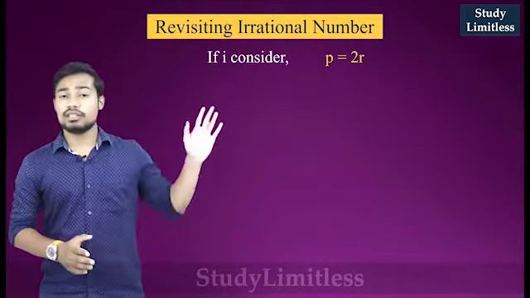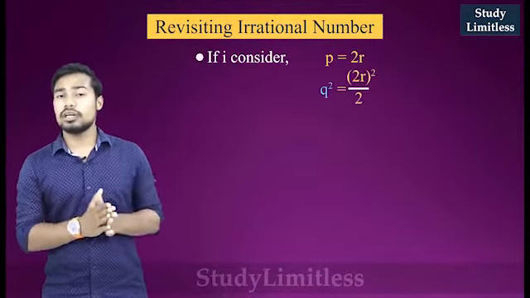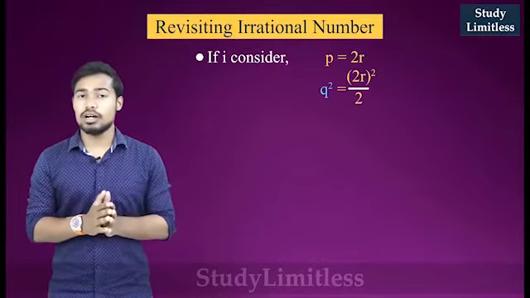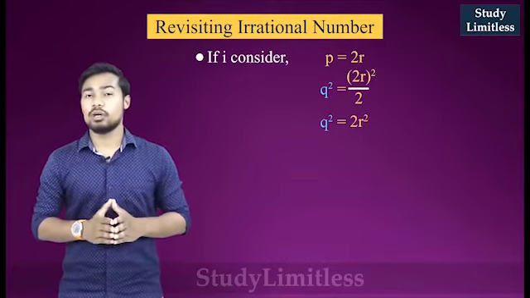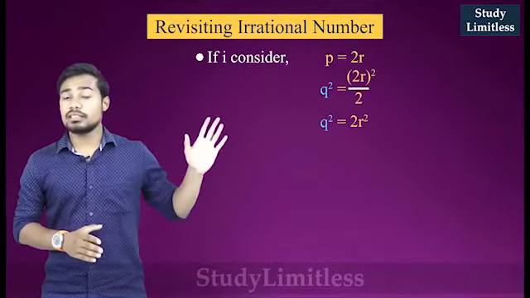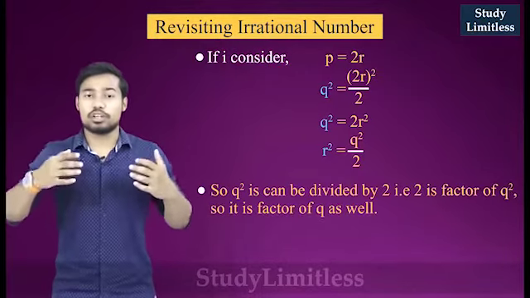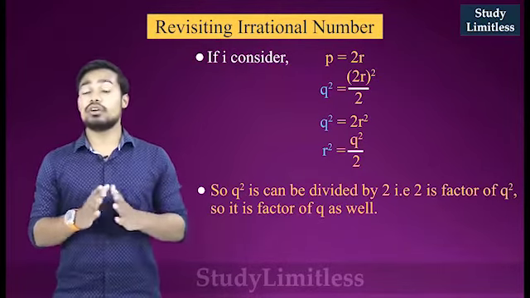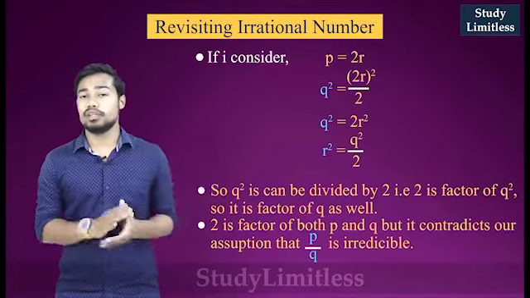Similarly, now if I consider p is equal to 2r, I would get this equation as q square is equal to 2r square upon 2. That is, q square is equal to 2 times r square. r square can be written as r square is equal to q square upon 2. Here we can see that q square is also divisible by 2. That means 2 is also a factor of q. So here we can see that 2 is a factor of both p and q.